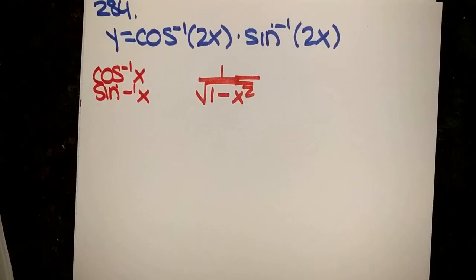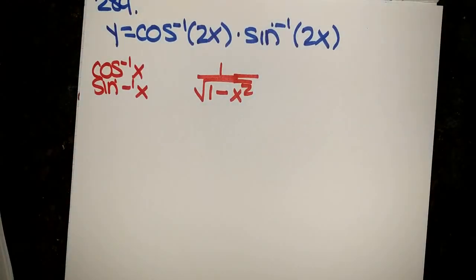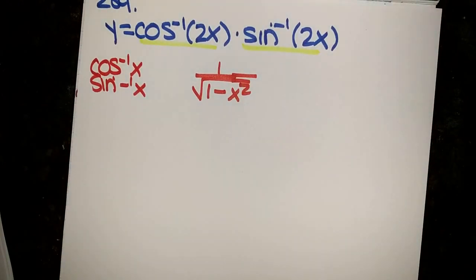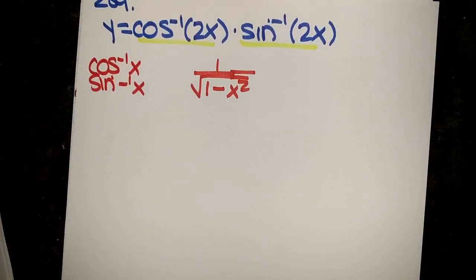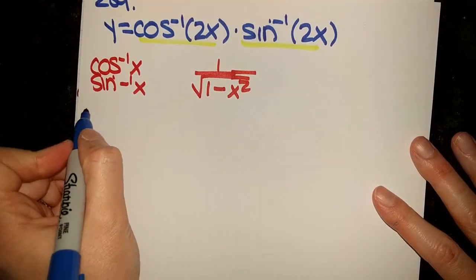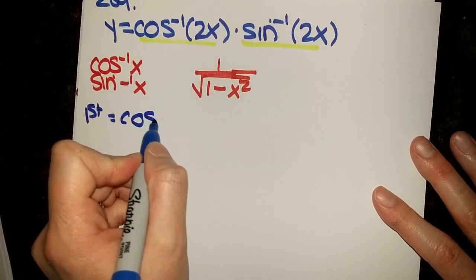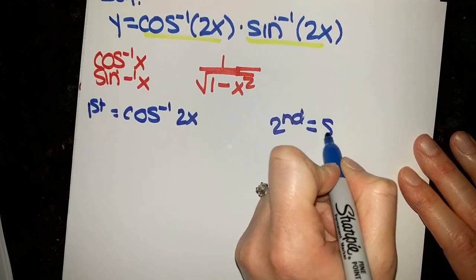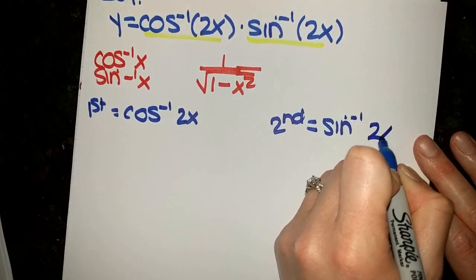To start, we see that we have cosine inverse times sine inverse of 2x. And so we have a variable times a variable, so we are going to need to use our product rule. So our first function is going to be our cosine inverse of 2x function. And then our second function will be our sine inverse of 2x function.